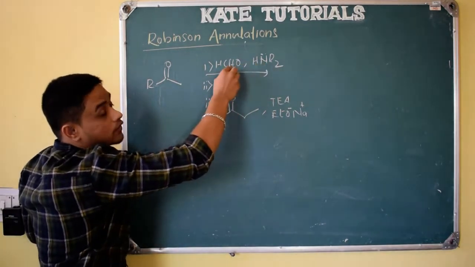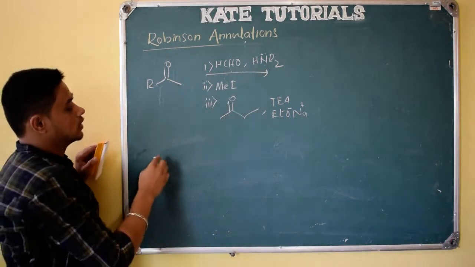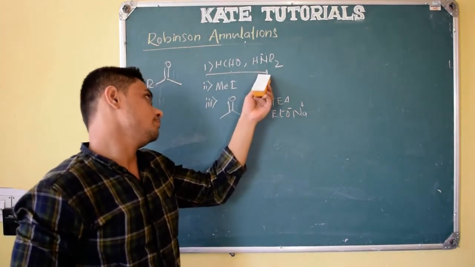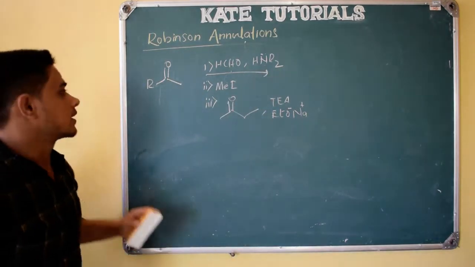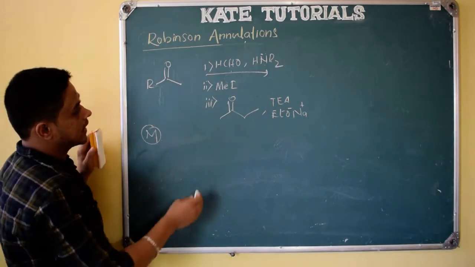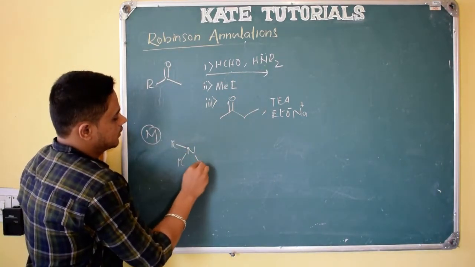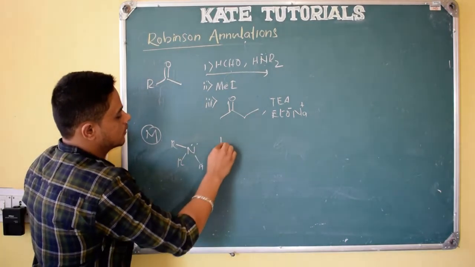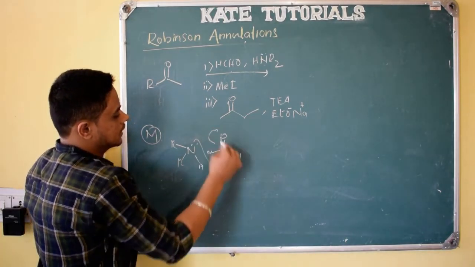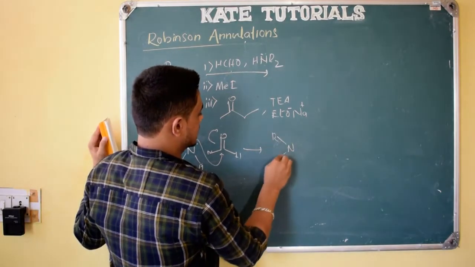Secondary amine treated with formaldehyde. This is a named reaction, that is Michael addition reaction. Sorry, not Michael addition, it is nothing but Mannich reaction, right? So Mannich reaction, what happens? Secondary amine when treated with formaldehyde, the reaction occurs in such a way that it will give a compound like this.